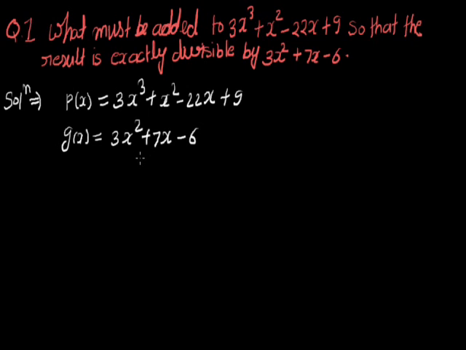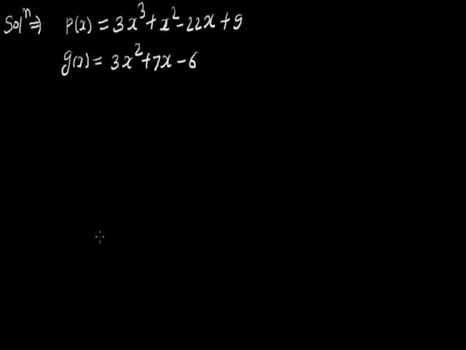So, to find the expression which must be added to this polynomial so that our result is exactly divisible by g of x, we will just divide p of x by g of x. Then the remainder is our answer. For dividing one polynomial expression by another polynomial expression, we will use the long division method. So let us solve this question.